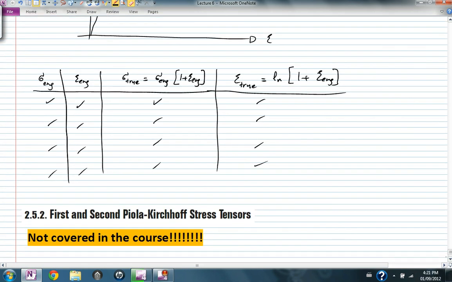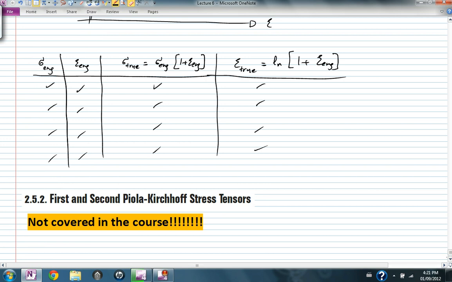So this is it for this chapter, the chapter on stress. The last section is not covered in the undergraduate course. And in the next chapter, we're going to study the concepts of deformation and strain.